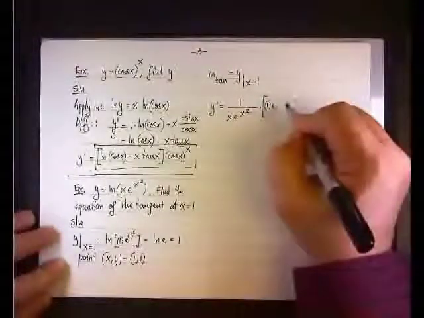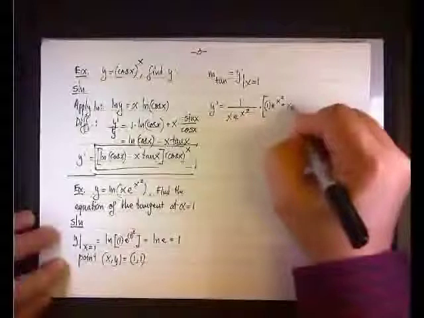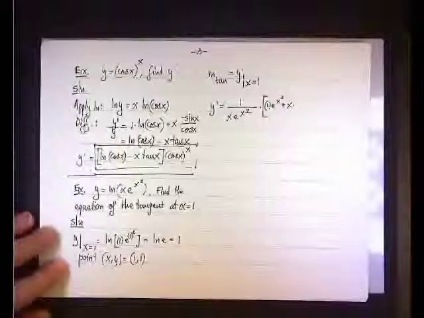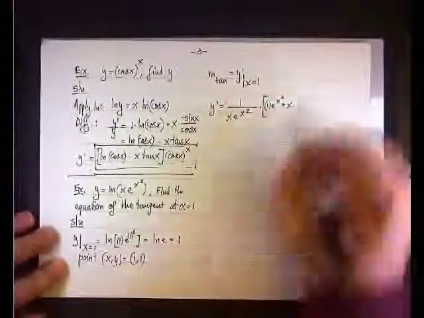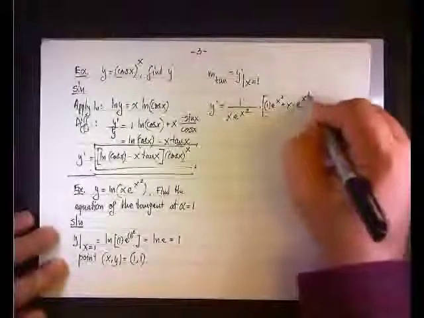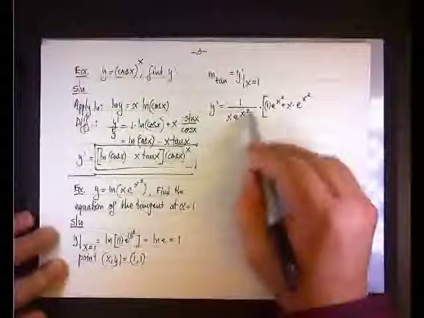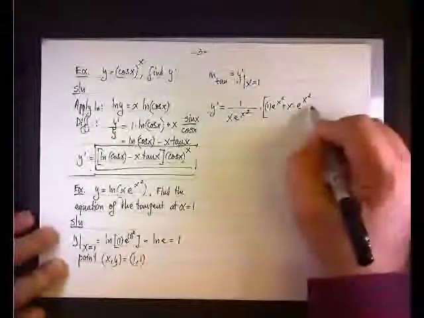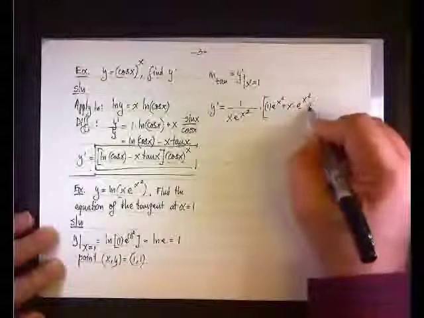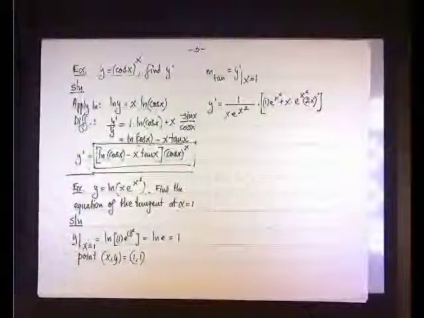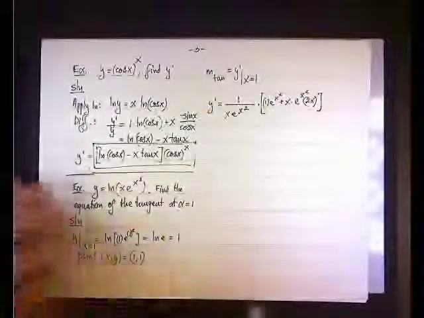So we have 1 times e to the x squared plus x times the derivative of e to the x squared. Well, the derivative of e to the x squared is e to the x squared times the derivative of x squared. And the derivative of x squared is 2x. Okay, so we have e to the x squared, which is the derivative of the outside function, e to the u. And then if u equals x squared, then du dx is 2x. Okay, and that's it. Now we need to put everything together.